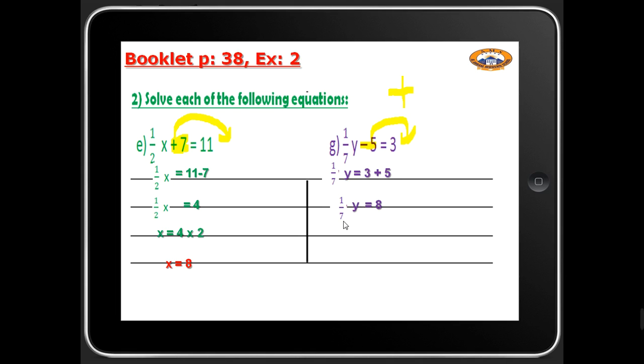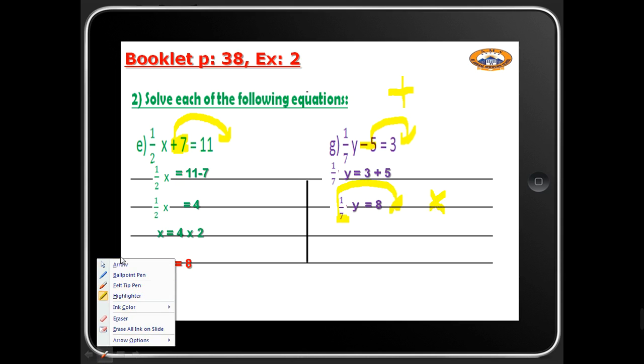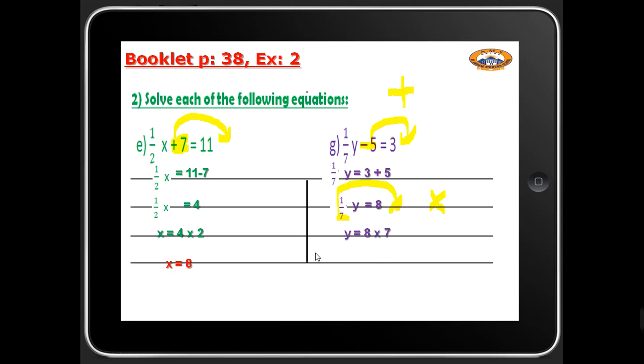Here the 7 is divided, so we're going to move it to the other part of the equation. We're going to multiply it by 8. So y equal 8 times 7, so y equal 56.